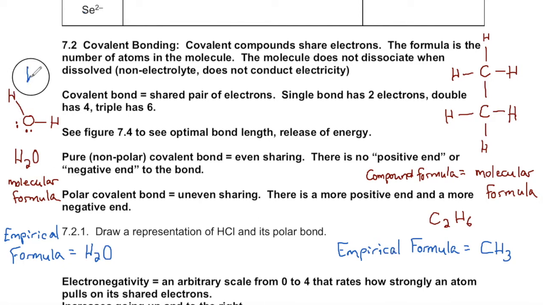Here is a water molecule over here. There is 1 oxygen and 2 hydrogens in the water molecule. H2O is the compound formula. It is the molecular formula. And for water, it happens to also be the simplest ratio. So the empirical formula is the same as the molecular formula for the water molecule. So the empirical formula could be the same as the molecular formula, but it could be different in a covalent compound.